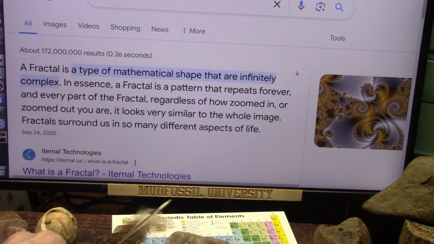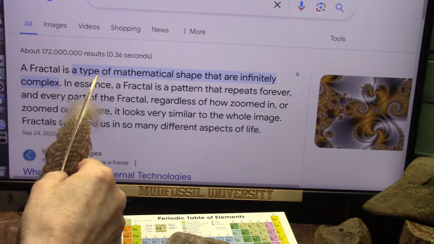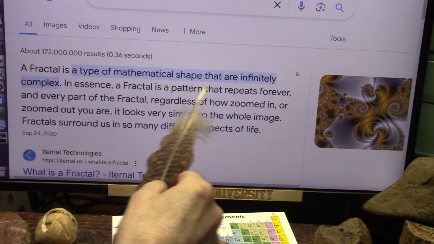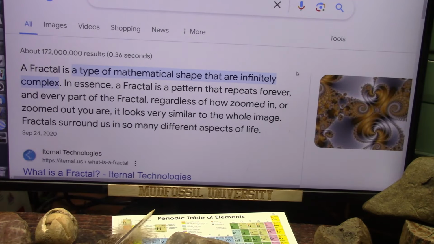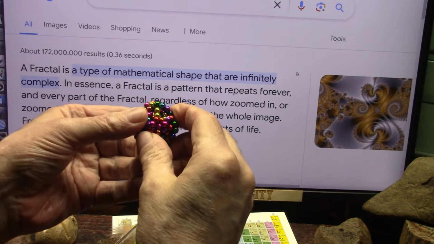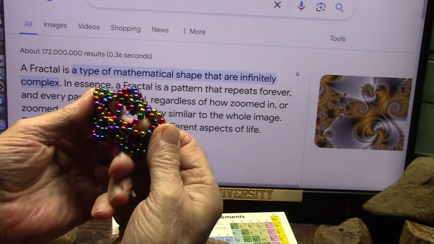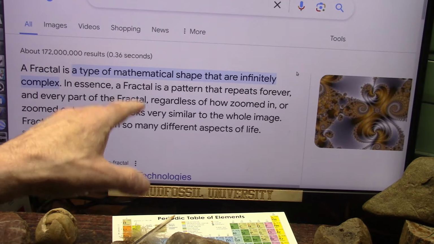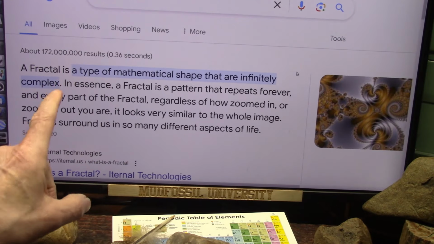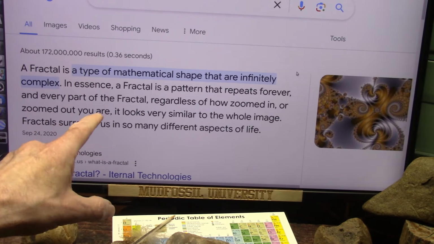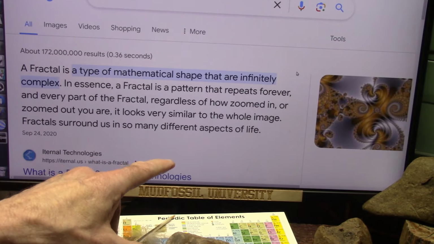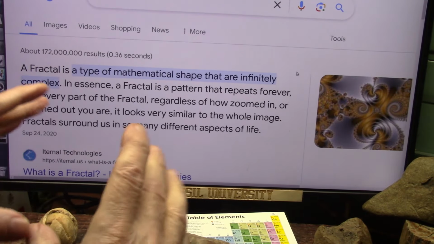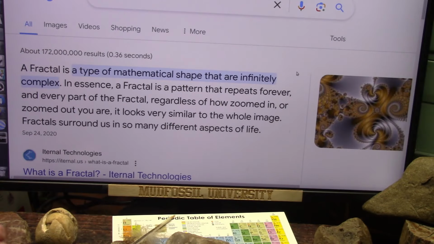Okay, this is what they say about fractals. A fractal is a type of mathematical shape that is infinitely complex. Molecules and atoms and all kinds of complex things, enzymes, are unbelievably complex. In essence, a fractal is a pattern that repeats forever, and every part of the fractal, regardless of how zoomed in or zoomed out you are, looks very similar to the whole image. Fractals surround us in so many different aspects of life.